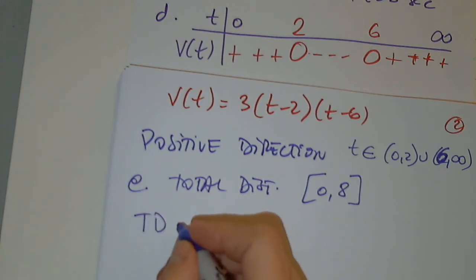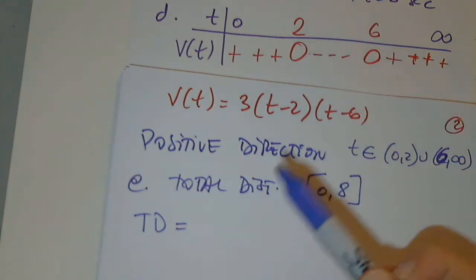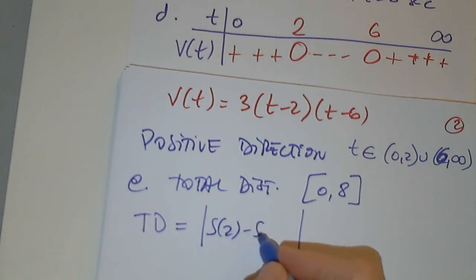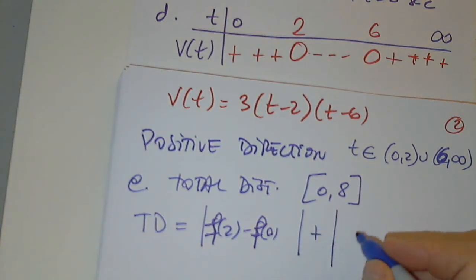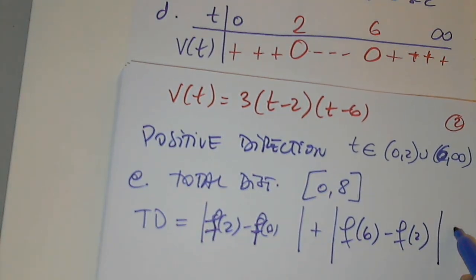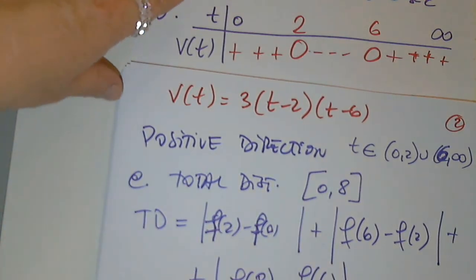So total distance will be the absolute value between s of 2 and s of 0. S stands for distance, but I have to use f because that's what we have. The absolute value of f of 2 minus f of 0, plus the absolute value of f of 6 minus f of 2, plus the absolute value of f of 8 minus f of 6. Let's explain this and talk about it before we continue.